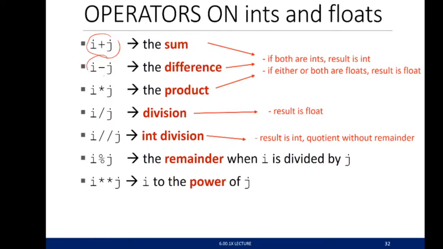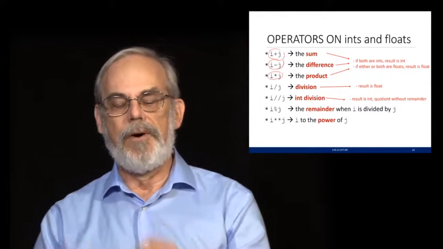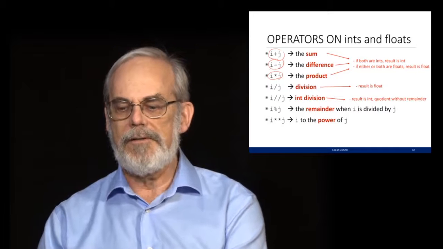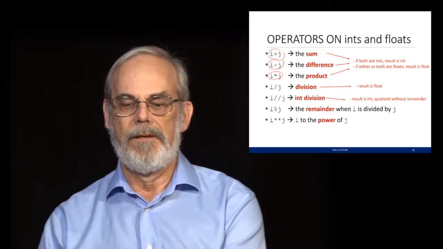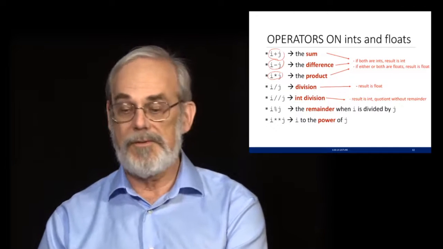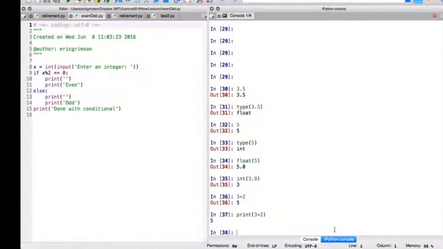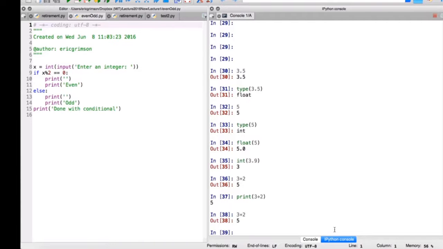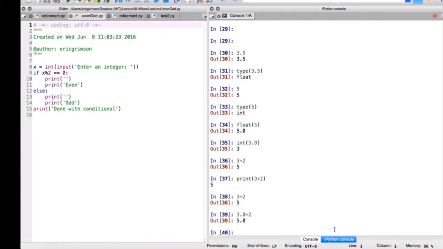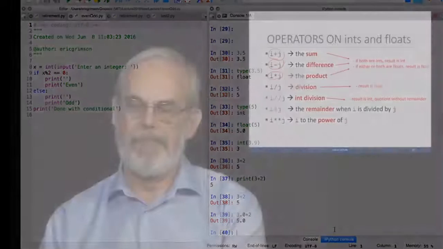I can subtract, I can multiply. And for these examples, if both i and j are ints, the result is an int. If either of them or both of them are floats, the result is a float. And let's look at an example. If I do 3 plus 2, I get 5. If I do 3.0 plus 2, I get the float 5. So Python is always using, if you like, the higher level representation when it does those kinds of operations.